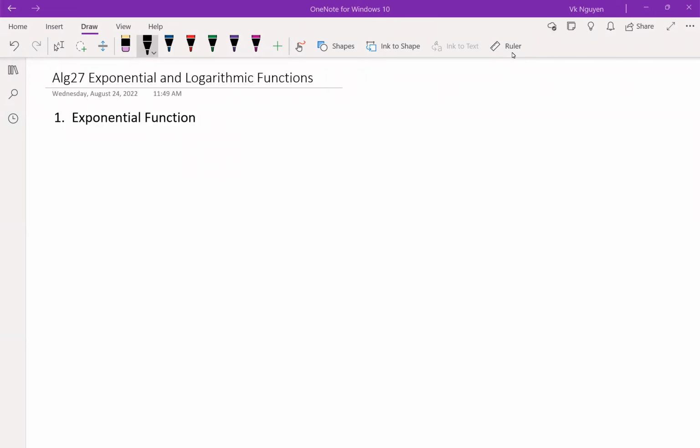Today we explore lesson 27 in algebra, exponential and logarithmic functions. Number one, exponential function. An exponential function has the form f(x) equals b to the x, where b is the base, it is more than 0, and b is not equal to 1.